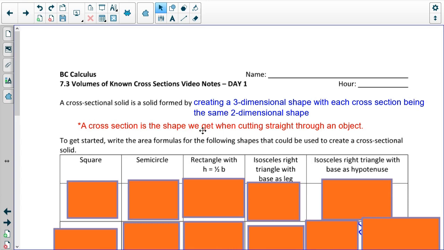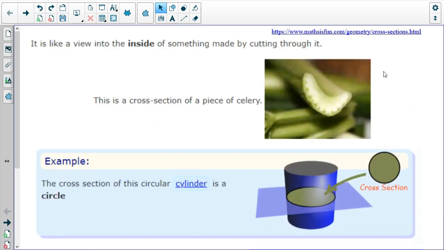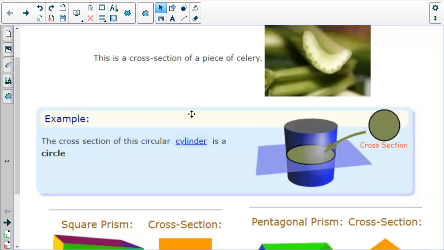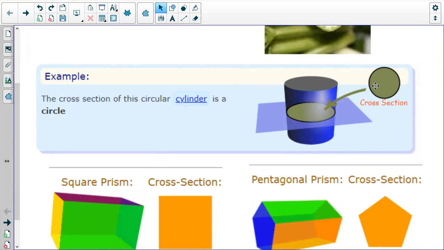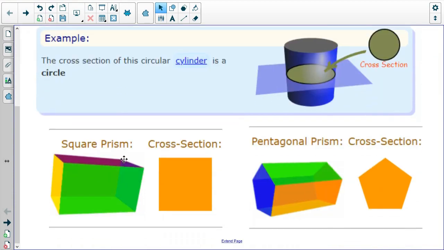A cross-section is the shape we get when we cut straight through an object. So here are some examples. I took them from this website. We can take a cross section of a piece of celery. So we cut through a piece of celery, and the cross section would be this two-dimensional banana-looking shape. A cross section of this cylinder would be a circle. Cross section of the square prism, when we cut down this way, would be a square. If we cut across this way, it would be a rectangle.